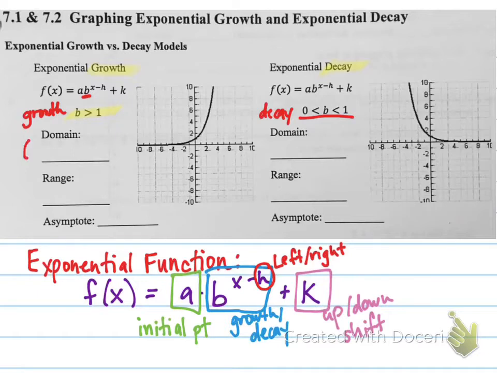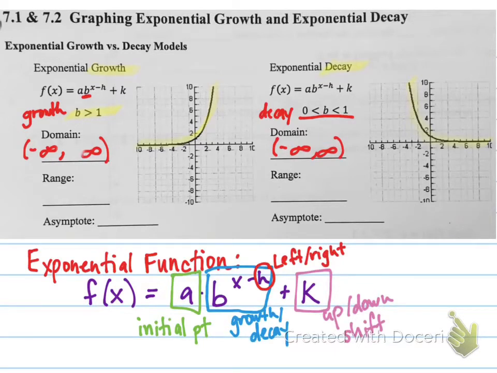The domain, I want you to write this in interval notation. So my domain would be from negative infinity to positive infinity. You don't have to put the positive there, it might throw you off. For all exponential functions, your domain will always be the same. So I'm going to go ahead and write that over here to the left. Negative infinity to positive infinity. That just means that this function will go on forever. Here are my 2 graphs if you can't see them.